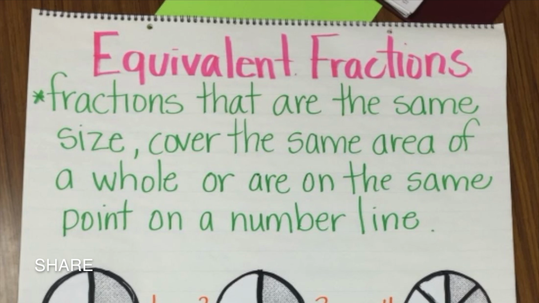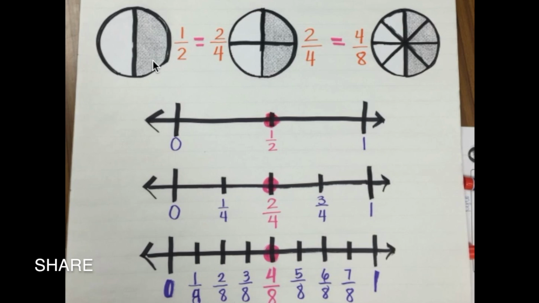To wrap up our lesson, we're going to go over again what our equivalent fractions are. So fractions, let's read this together. Fractions that are the same size, cover the same area of a whole, or on the same point on a number line. So if you see right here, this half is equal to 2/4, which is also equal to 4/8. So on this point on the number line, it matches up, just like how we did our boxes earlier as well.